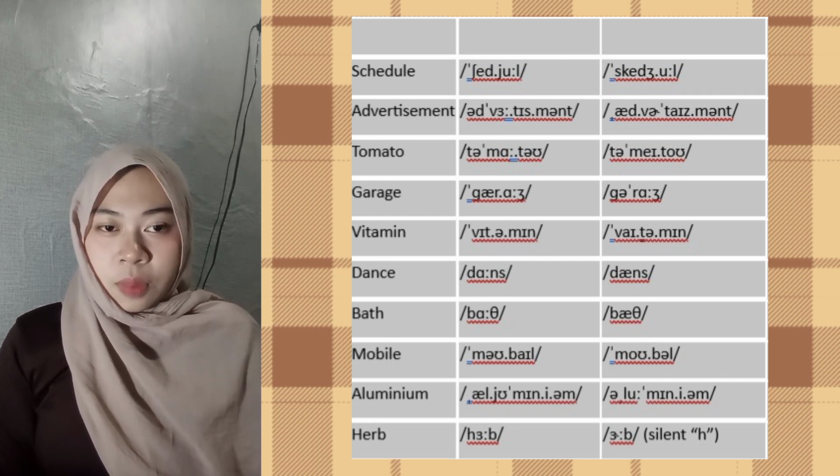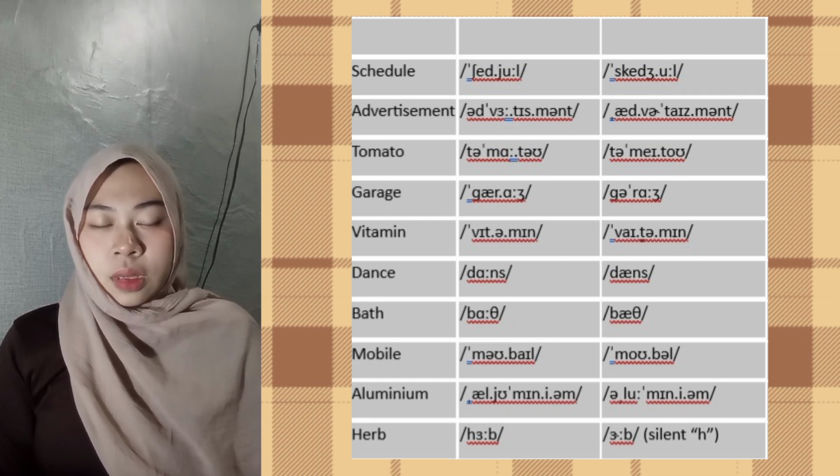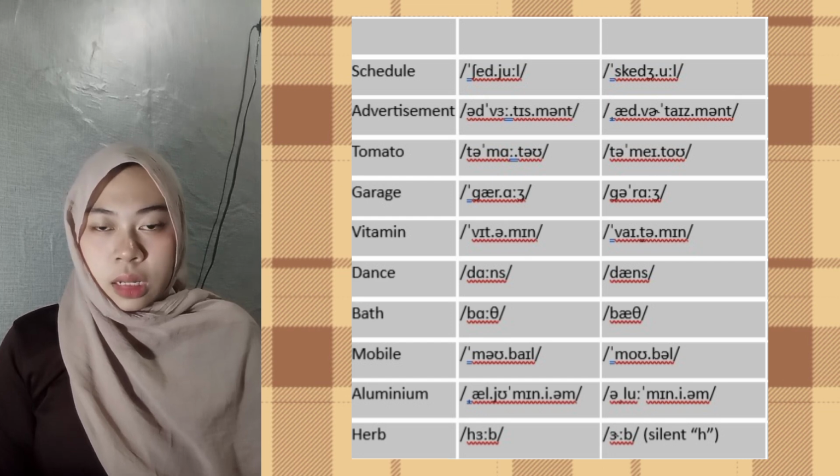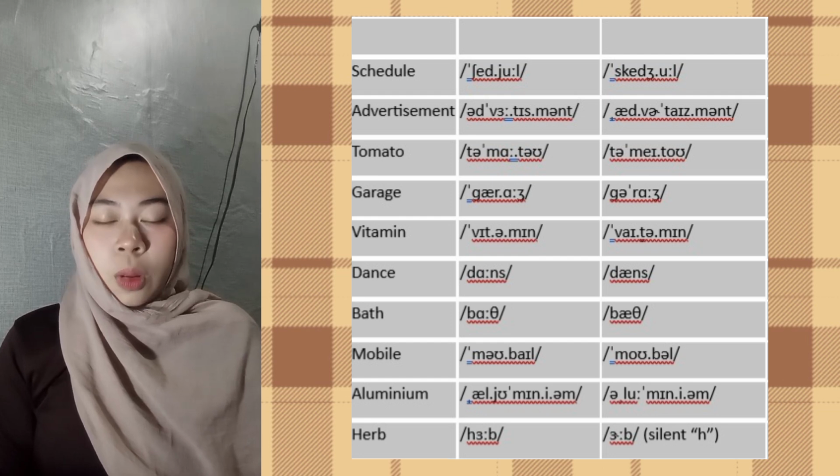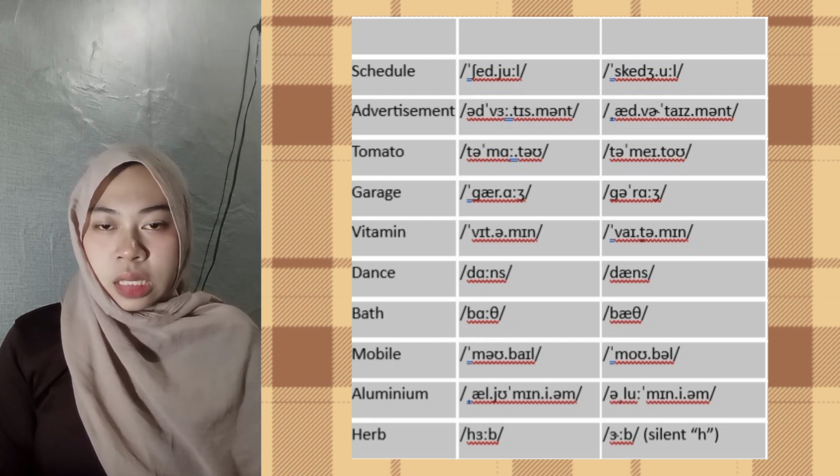And then the last example, it's herbs. For the British accent, usually the H is audible, which is herbs, while American accent usually says herbs.